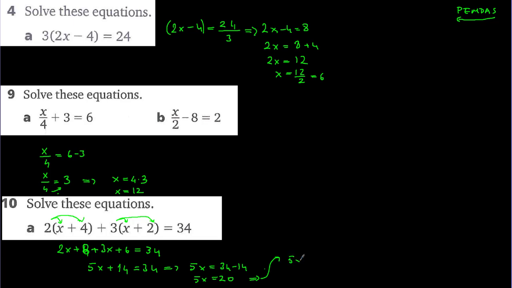If 5x is equal to 20, it means you send the 5 to the other side and divide 20 by 5, and x is equal to, I'm sorry, x is going to be equal to 4.